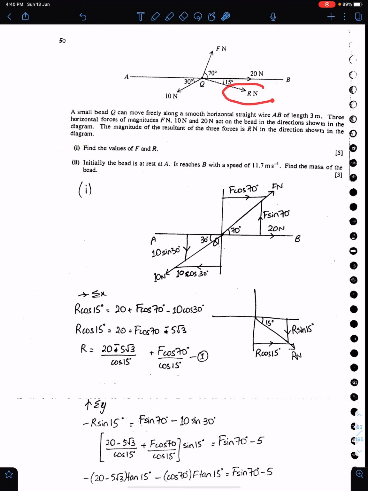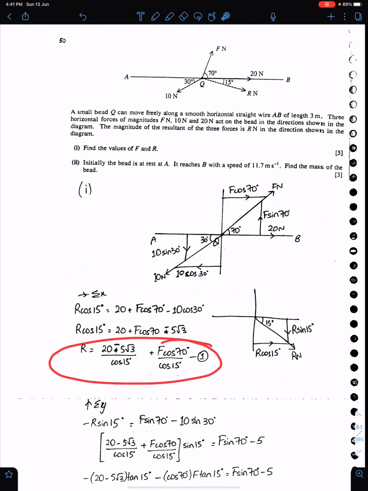We already have discussed in the first lecture of resolving of forces. Whenever resultant is given, we resolve resultant separately and forces separately. This is the force diagram of these three forces. This F has two components, this 10 has two components. And this is the force diagram of this resultant. You just need to equate sigma x of both and sigma y of both. Sigma F x of this will be 20 plus F cos 70 minus 10 cos 30. This is sigma x, and this must be R cos 15, because sigma x of this is R cos 15.